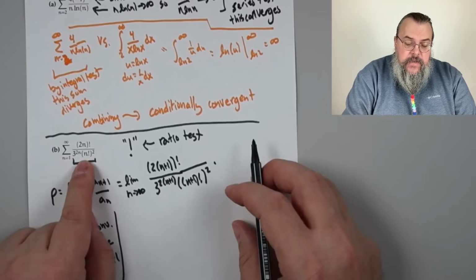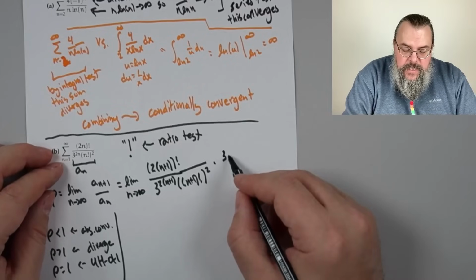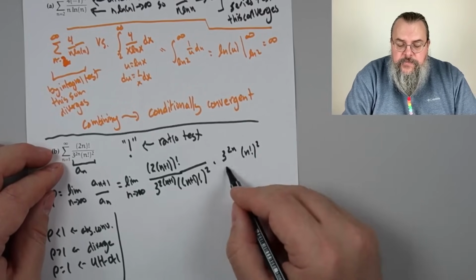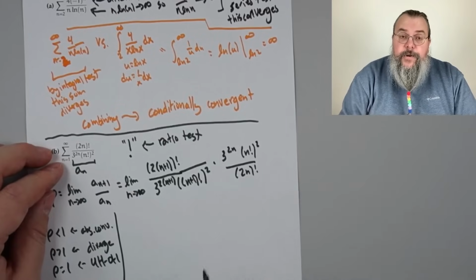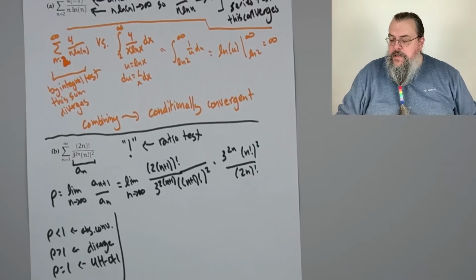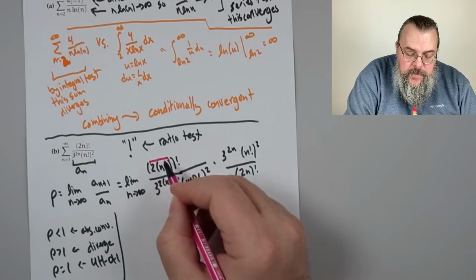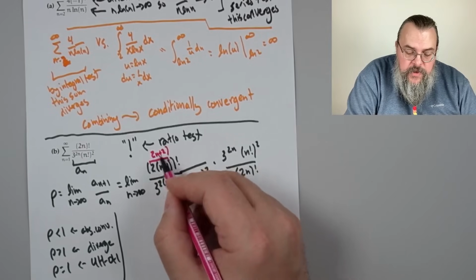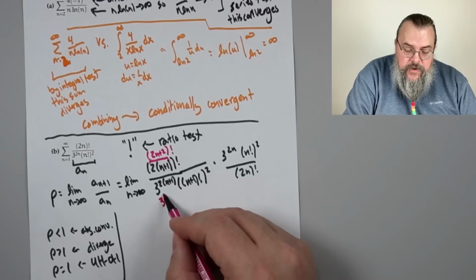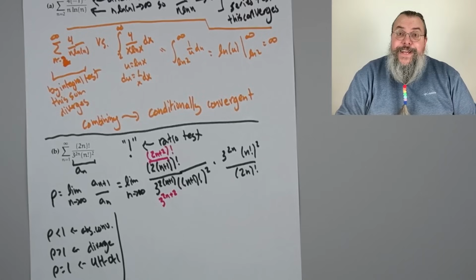Times that by a sub n. Well, just flip it over. So that's 3 to the 2n, n factorial squared, over 2n factorial. All right, quick note. This part is 2n plus 2, so it's like 2n plus 2 factorial. Here, this is like 3 to the 2n plus 2. Cool. And yeah, those are the notes I need.